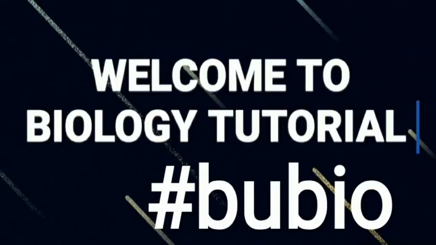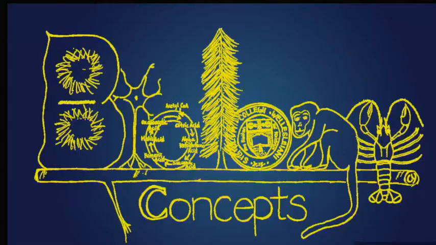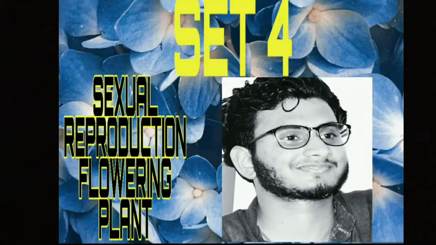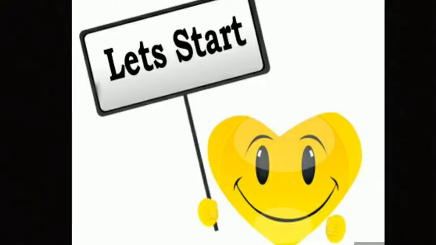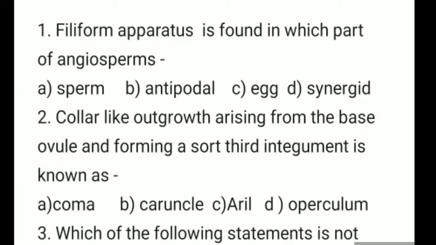So hello and welcome to biology tutorial #Bubio. In this video we look at practice set number 4 on sexual reproduction in flowering plants. Question answer with full explanation. So let's see. Question number 1.